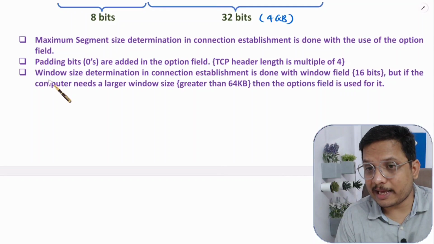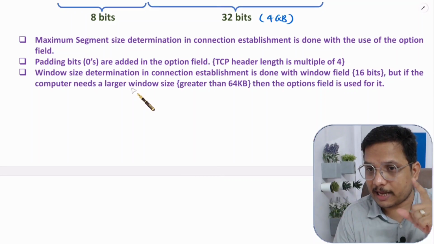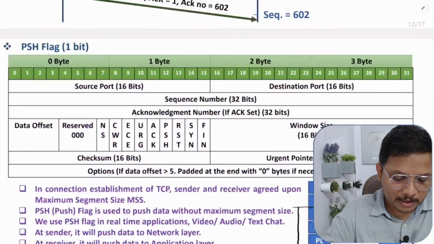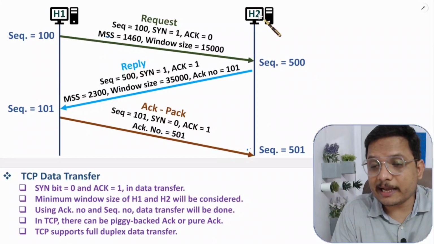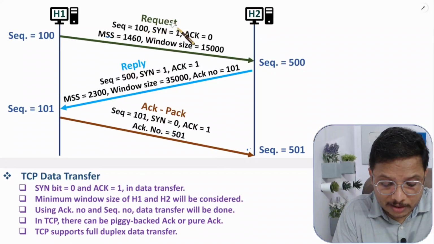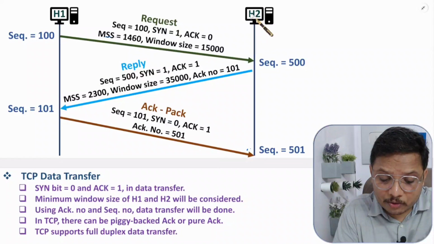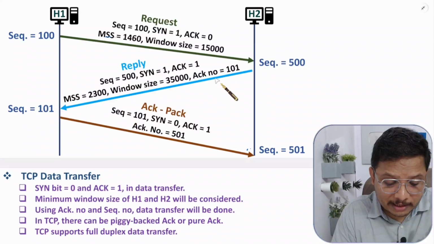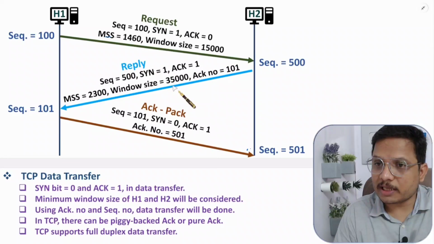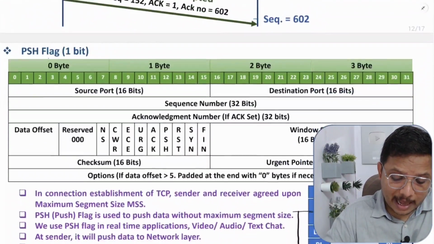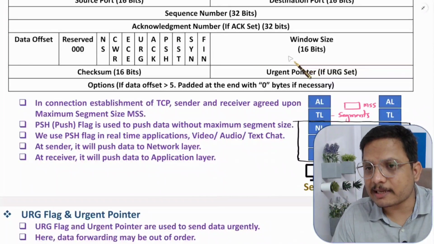And the third one is very essential: window size determination, which we do in connection establishment. I have explained that as well. In connection establishment, first H1 sends data to H2. That is a request in which it states the window size of H1. Then H2 replies back to H1 stating the window size of H2. So this window size communication happens by these 16 bits.